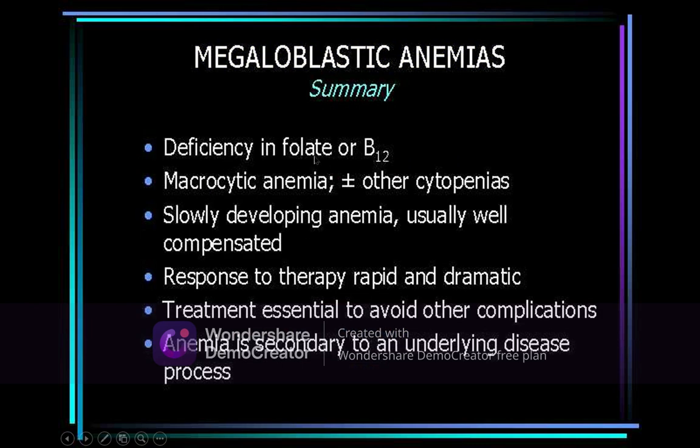Summary: deficiency of folate or B12 will cause anemia. It is macrocytic anemia by the blood picture, along with the possibility of mild leukopenia and mild thrombocytopenia. It is a slowly developing anemia, usually well compensated. This is very important, because in iron deficiency or hemolytic anemia, the anemia is actually very severe. The response to therapy is rapid and very dramatic. You replace the vitamin and the patient will be fine. Treatment is essential to avoid other complications.